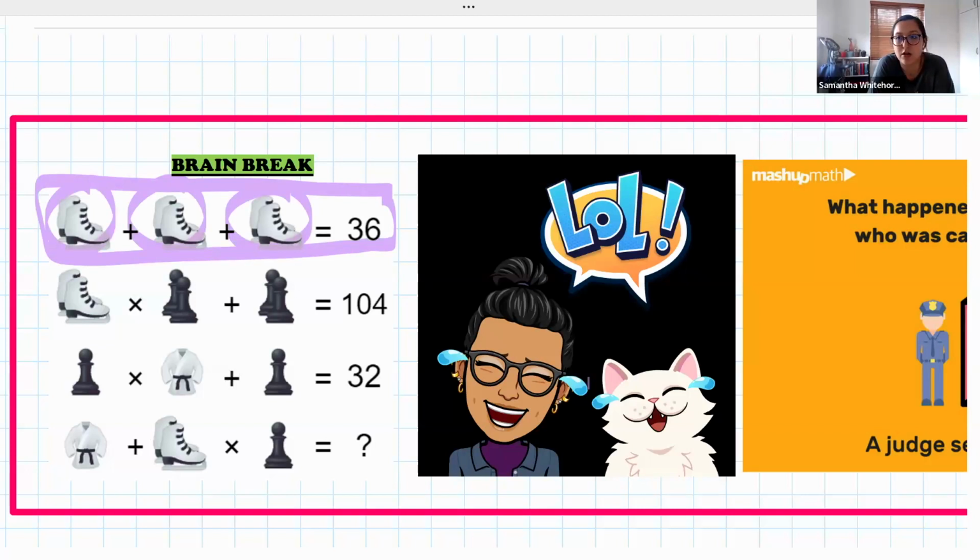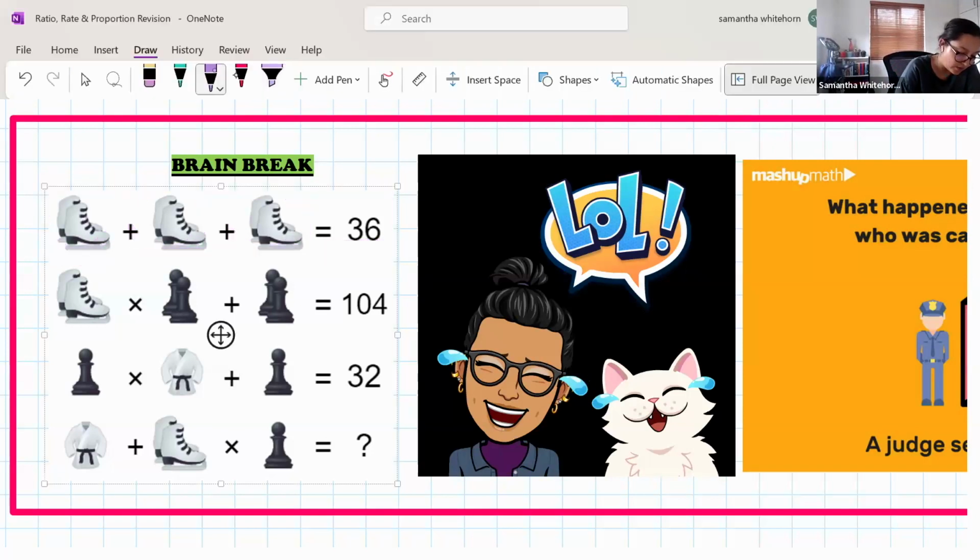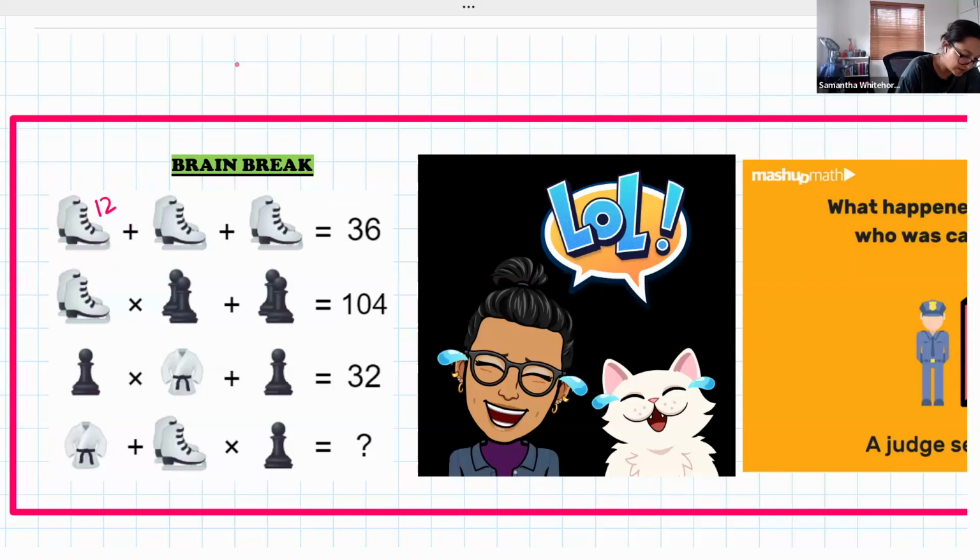So those of you that are lost, I hope that you were listening, because I've just explained the first one. What three identical numbers do we add together to get 36? So for example, 4 plus 4 plus 4 is 12, but we want 36. So what three identical numbers? Nice, guys. Okay, so there you go. So you now know that these skates up here all represent 12. So this is 12 plus 12 plus 12.